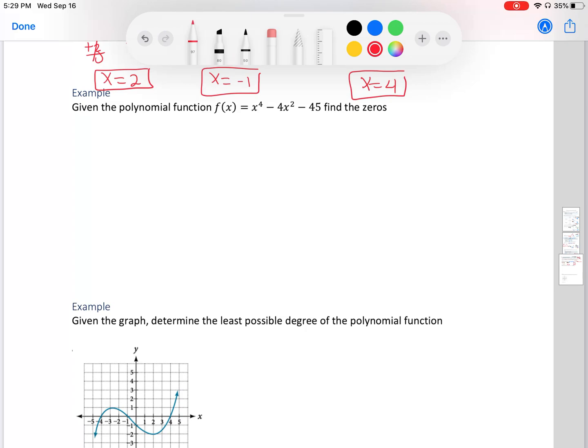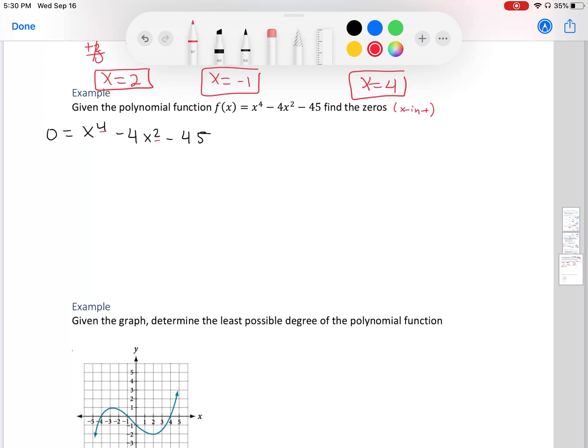Next example. Given the polynomial function, f of x equals x to the 4th power minus 4x squared minus 45, find the zeros. Okay, so I know my zeros are my x-intercepts. So I need to solve for x so that I have 0 is equal to x to the 4th power minus 4x squared minus 45. Okay, well, we see that my exponents are 4 and 2. So I can factor this. Well, I can try for sure.